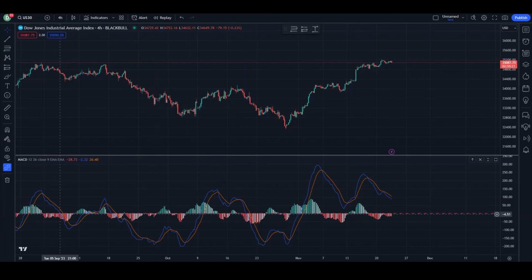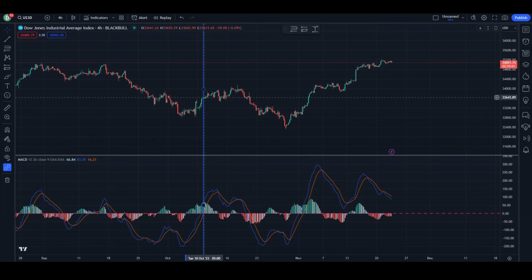In cases in which both of them cross below the zero line, this indicates a possibility for a further drop, and when both of them cross above the zero line, this indicates a possibility for a further increase. We have a few clear examples on this chart. The first one happened right over here.